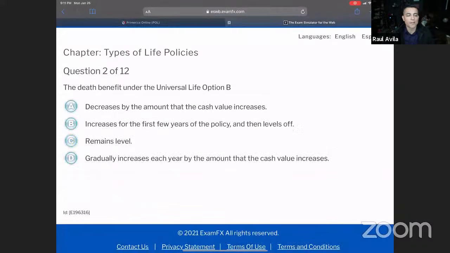Number 2, the death benefit under the universal life option B decreases by the amount that the cash value increases for the first few years of the policy, and then it levels off, remains level, or gradually increases each year where the amount of the cash value increases. Ooh, okay. All right, let's screenshot this.